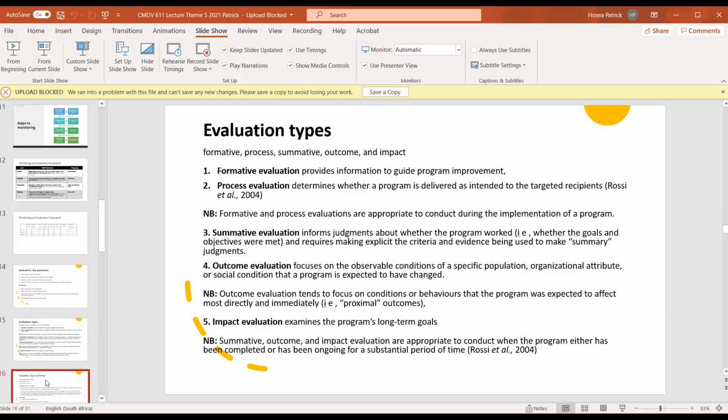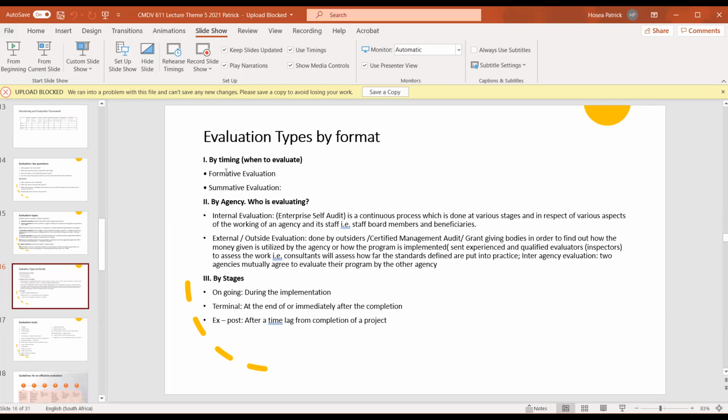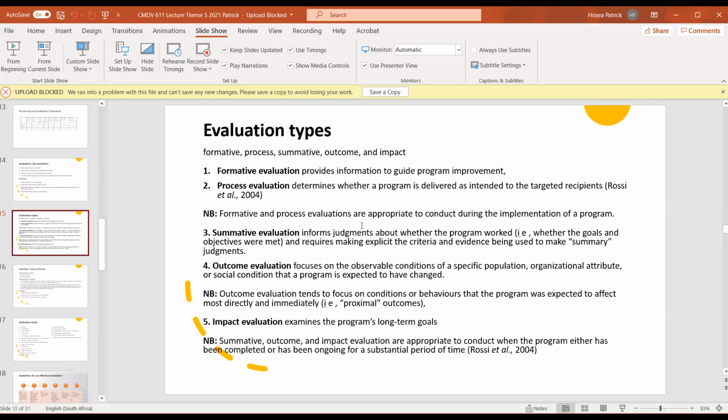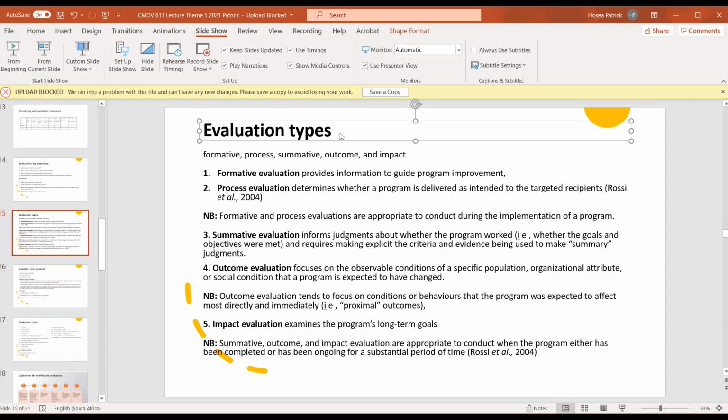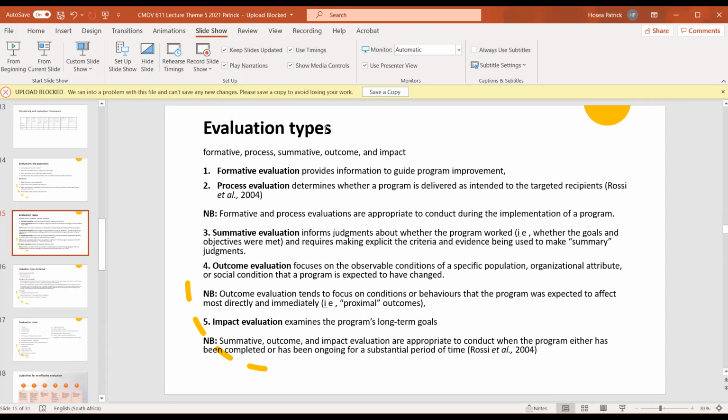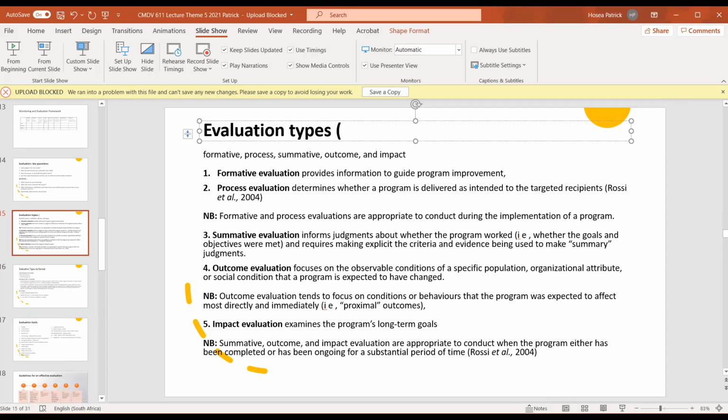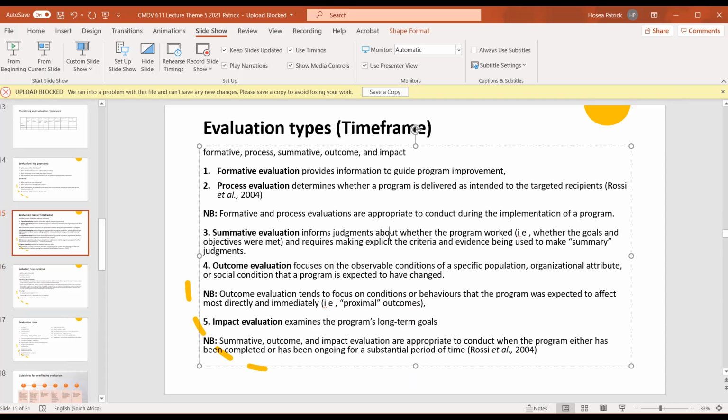So basically that's when we discuss evaluation. And then when we look at evaluation, this one we just did now is evaluation by time frame. I think I need to write that here. Evaluation types by time frame, right? The formative, the process, the summative, the outcome, the impact. These are evaluation types by time frame.